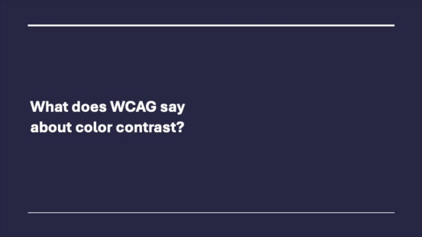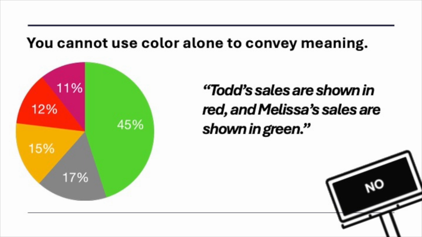Now, what does WCAG say about color contrast? WCAG, as we previously discussed, are the Web Content Accessibility Guidelines. At the University of Vermont, we need to abide by the Web Content Accessibility Guidelines 2.1 double A level. So that's what we're going to be talking about here in terms of color contrast. First of all, the WCAG says that you cannot use color alone to convey meaning because if somebody doesn't have access to color, they're not going to understand the meaning.